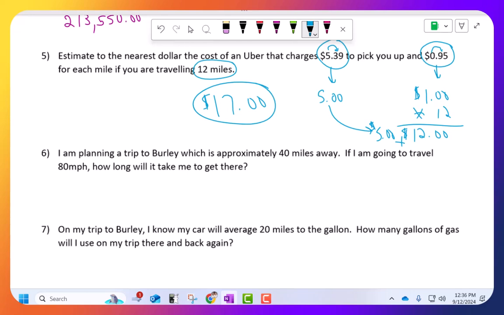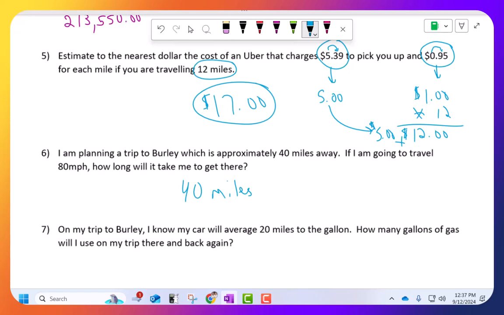On this next one it says, I'm planning a trip to Burley, which is approximately 40 miles away. If I'm going 80 miles per hour, how long will it take me to get there? So notice, I'm going to go ahead and use my formula, distance equals rate times time. That's 40 miles I have to travel, and I'm going 80 miles per hour.